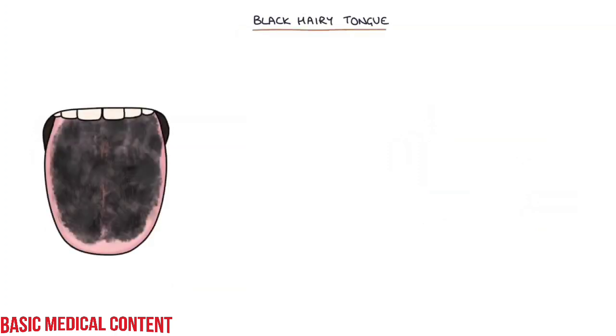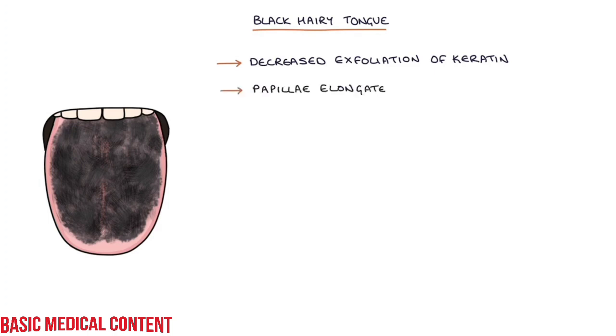Next, let's talk about a condition called black hairy tongue. Black hairy tongue results from a decrease in the exfoliation or shedding of keratin from the tongue surface. The papillae elongate and take on the appearance of hairs. Bacteria and food can cause the dark pigmentation. This gives the appearance of black hair on the tongue.